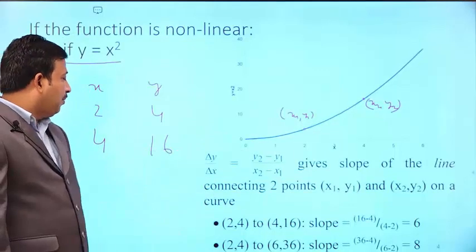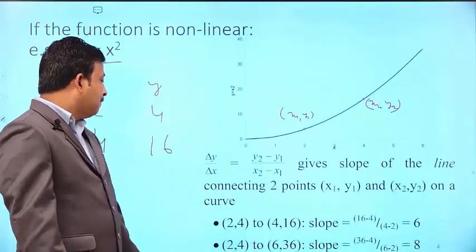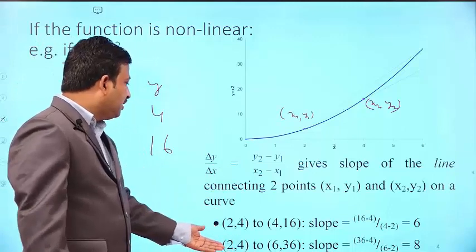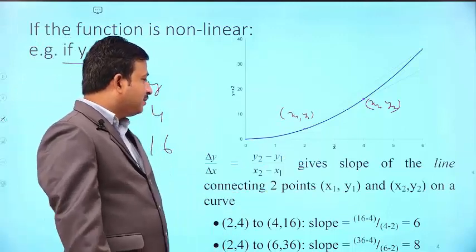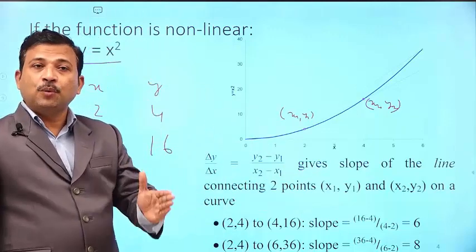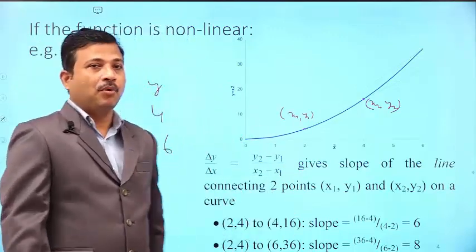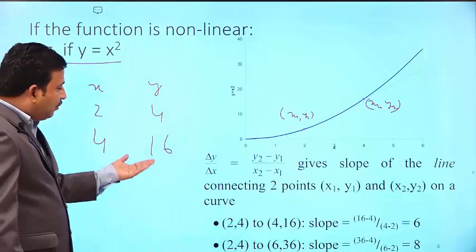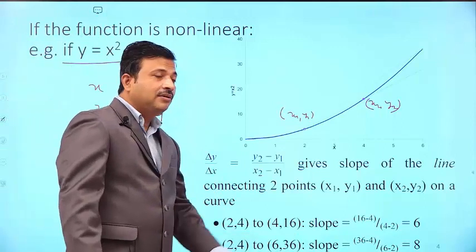If you take some other point, let us say 6, 36, then what will happen? 36 minus 4 by 6 minus 2. So this 6 and 8 are nothing but the slope at that particular point. If you take a different function, you will get different values.